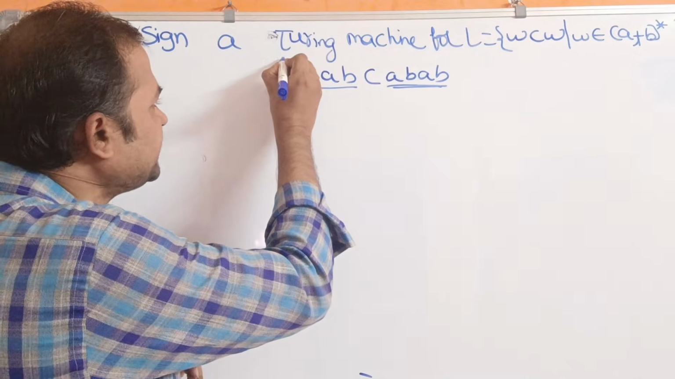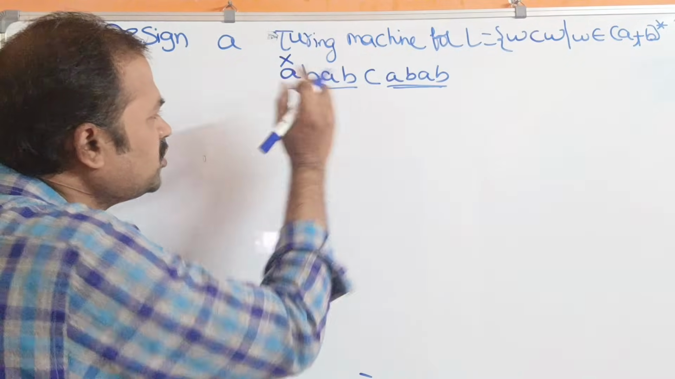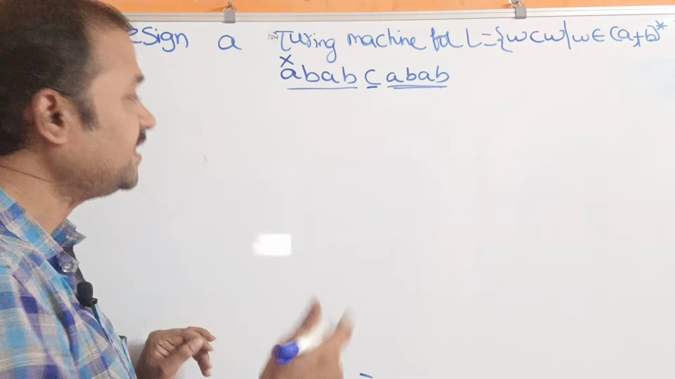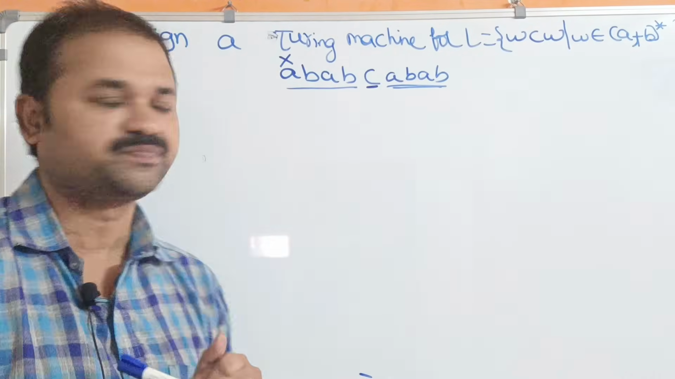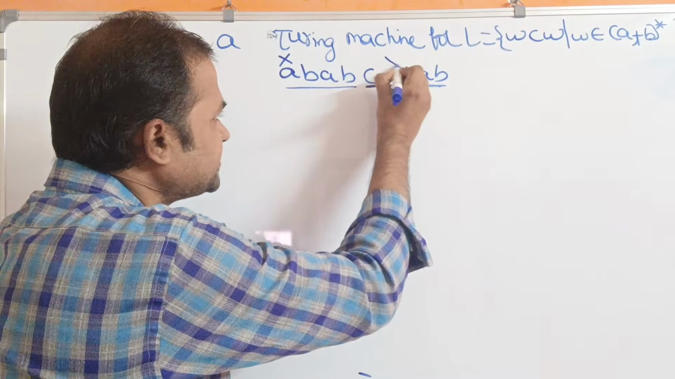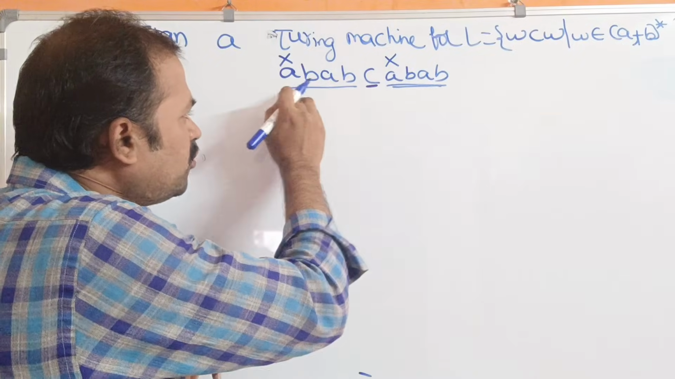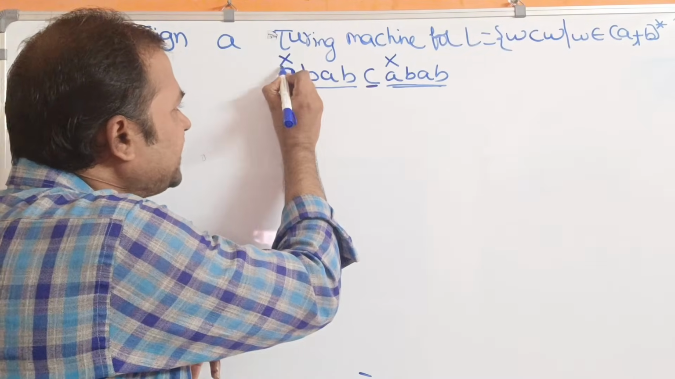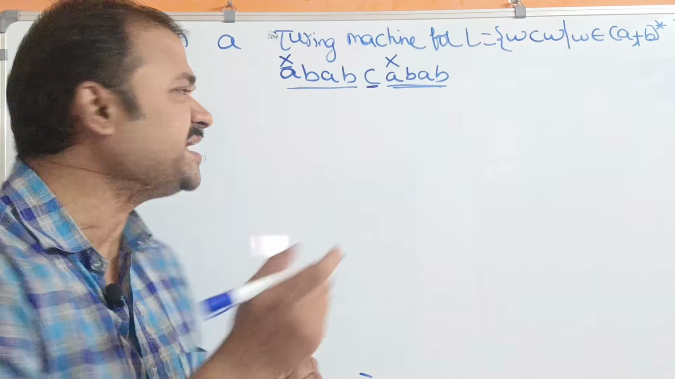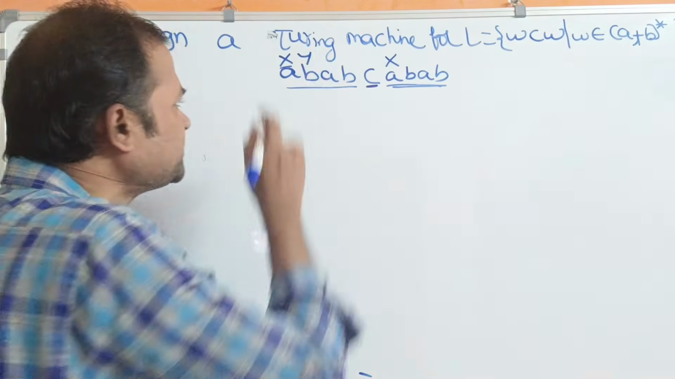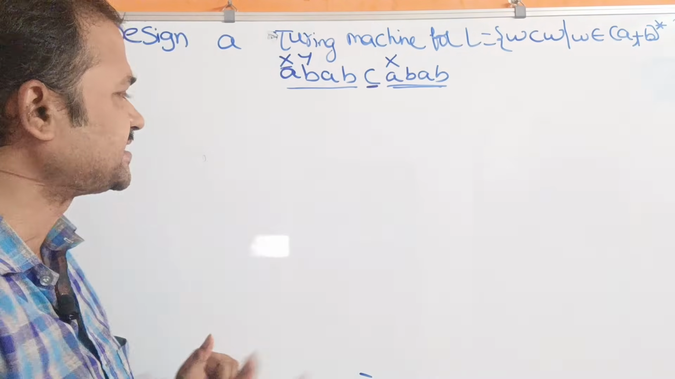So let us replace A with X and then move towards the right till we get C. Why? Because after C we have a string W. Then replace A by X, and then move towards the left till we get X. After X we have B. Replace B by Y, and then move towards the right till we get X.